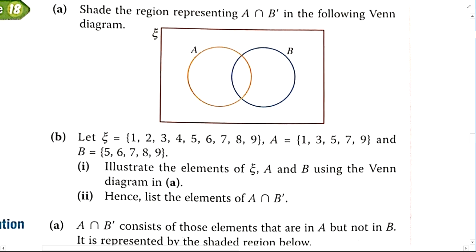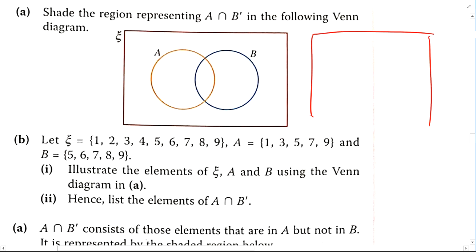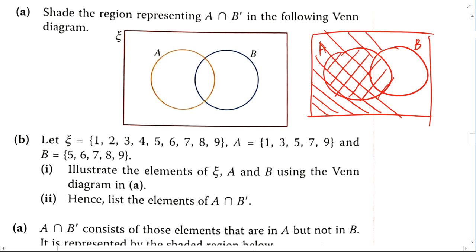Shade a region representing A intersect B complement. Okay, so here we've got my working, A and B. I will shade A first in one direction. Now I want B complement. B complement will be everything that is outside B, isn't it? Shade the other direction. Be very careful that we don't intrude into B.